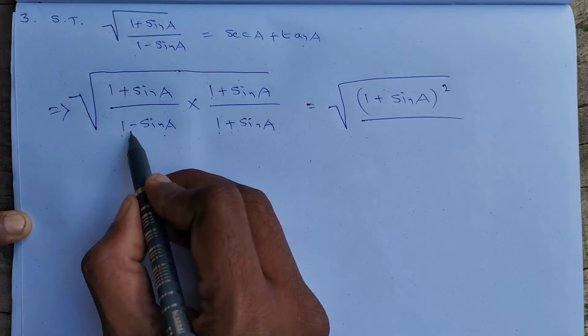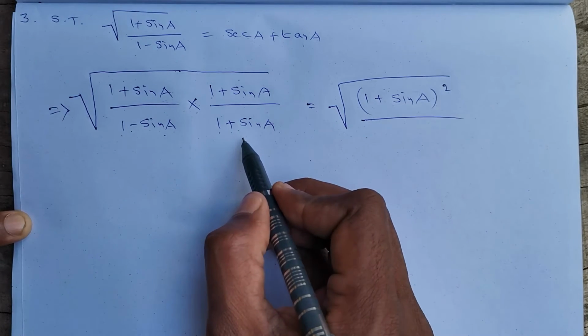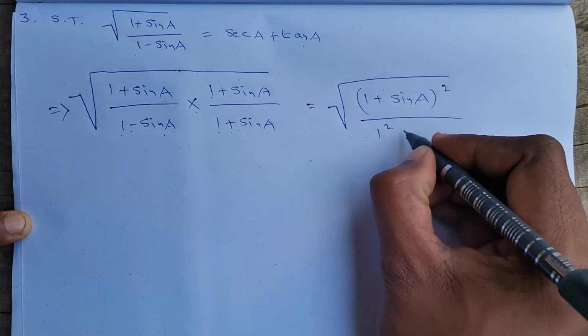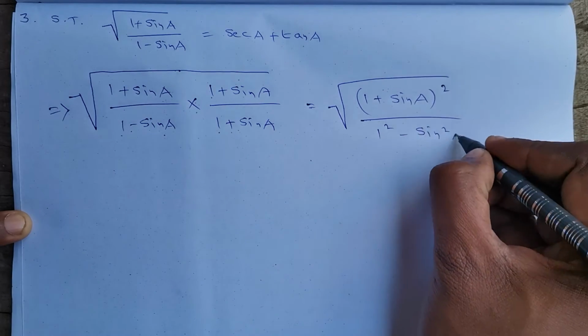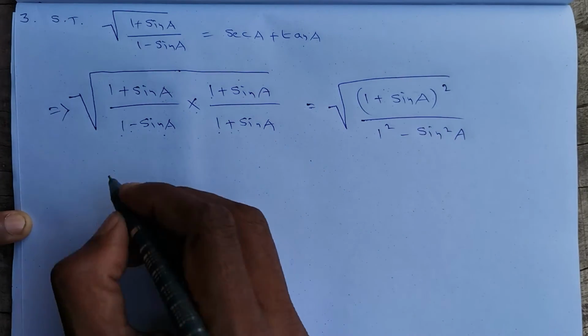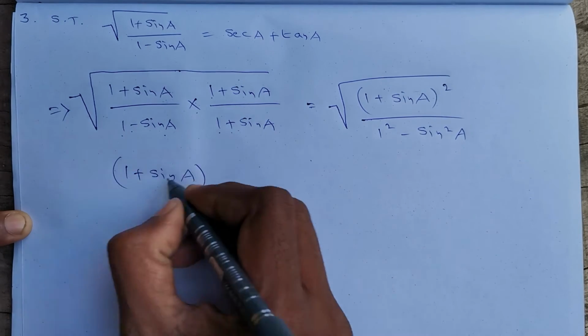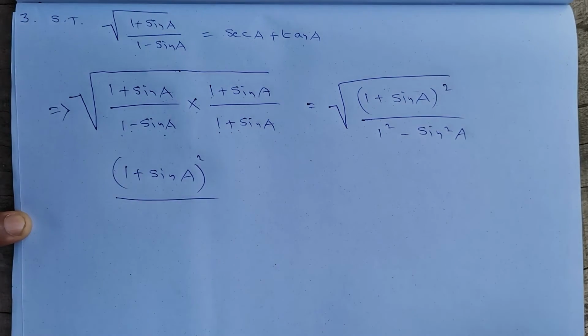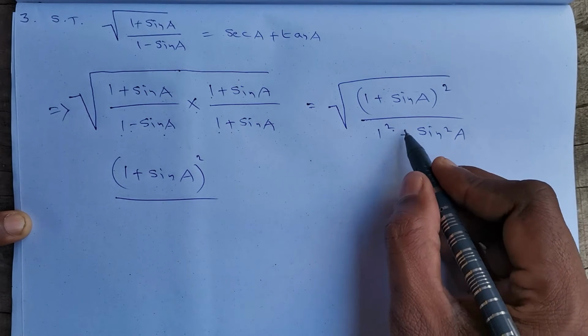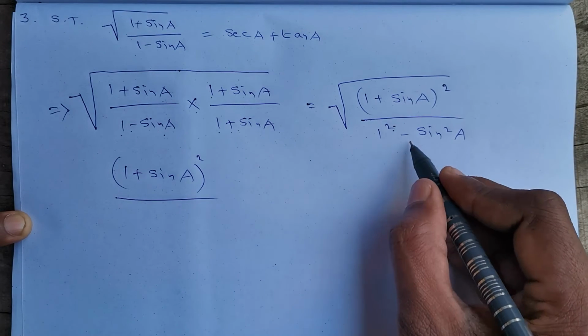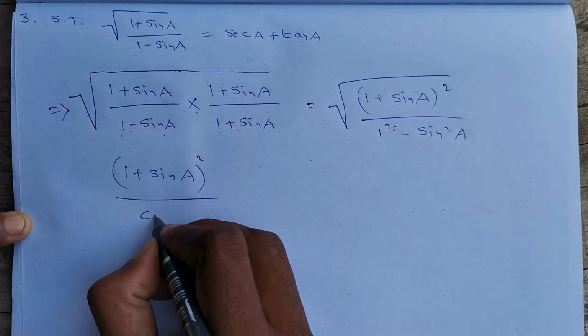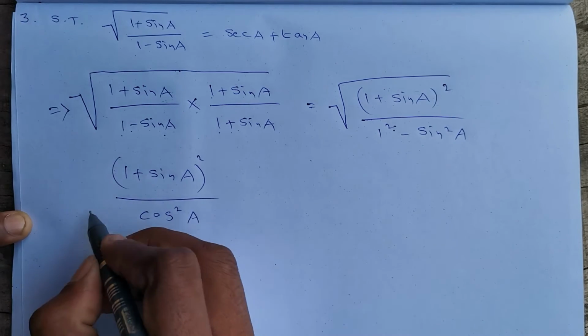The denominator is in the form of (a minus b) into (a plus b), so we will get a square minus b square, that is 1 square minus sin square A. The numerator I am keeping as it is: 1 plus sin A whole square, divided by, in the denominator, 1 square, which is nothing but 1, so 1 minus sin square A, that is cos square A, whole under root.